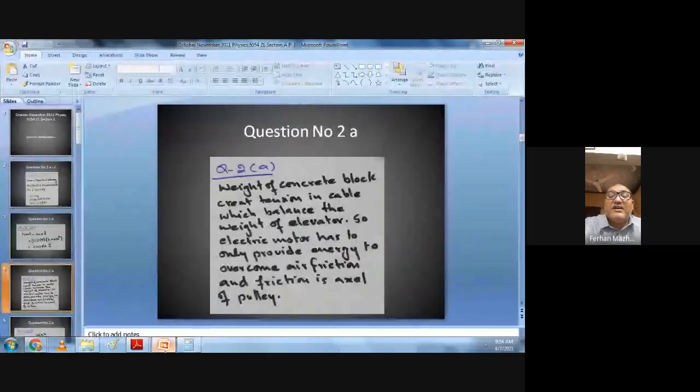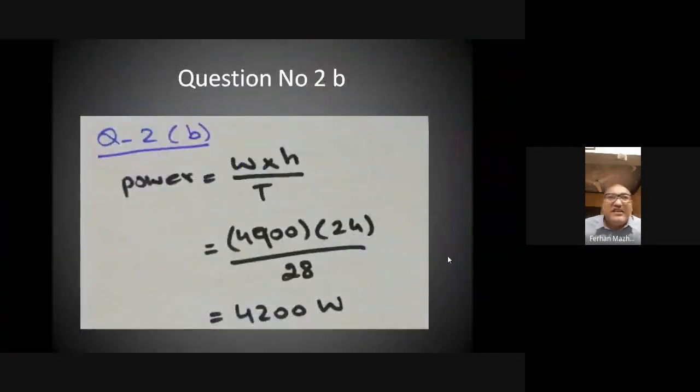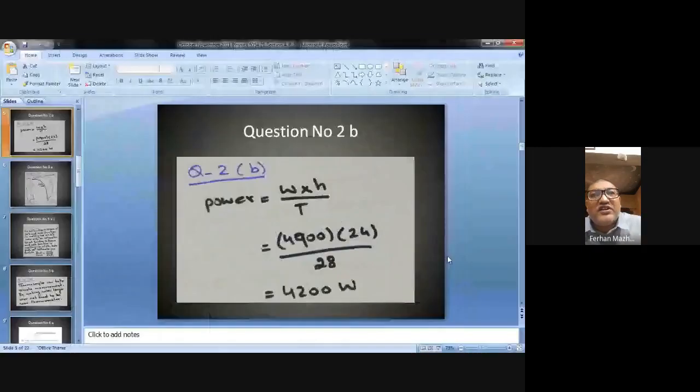Let me show you my work. I've done this on paper. Let me show you that. So here you can see the power is equal to weight multiplied by height divided by time. So 4900 newtons multiplied by 24 meters divided by 28 seconds. So the final answer will be 4200 watts.